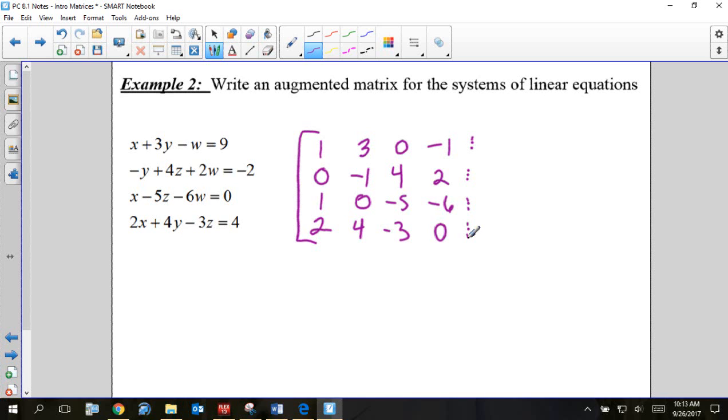Okay, and then the last column is just going to be after the equal sign, the constant. So we'll have 9, -2, 0, and 4. And then you finish with a bracket. It's not okay to leave off the bracket because the bracket tells you that this is a matrix. How we symbolize that we have a matrix. And that's it for the notes for today.